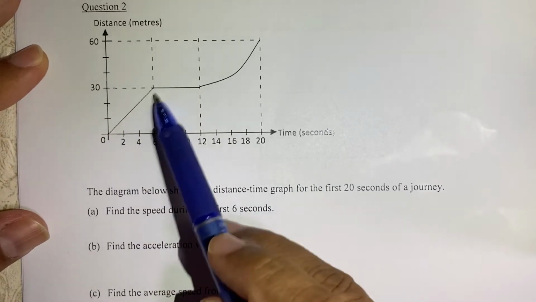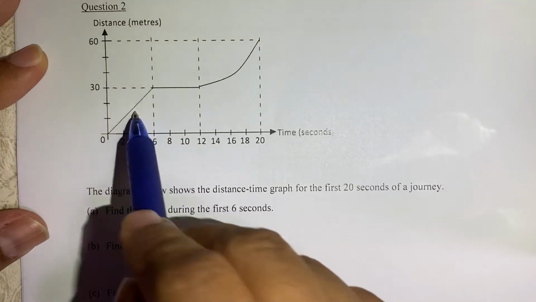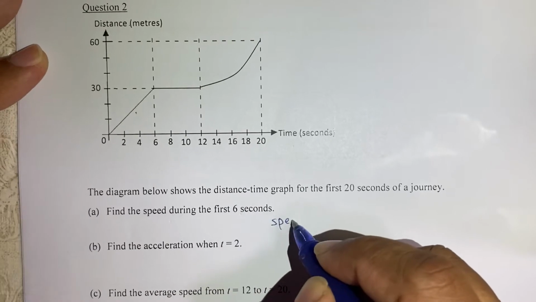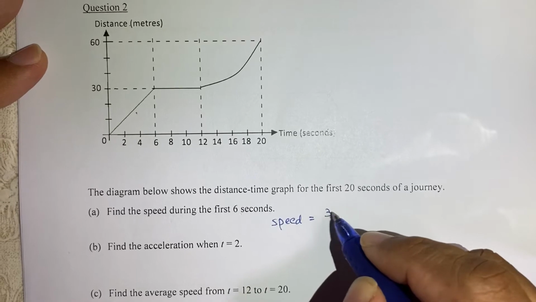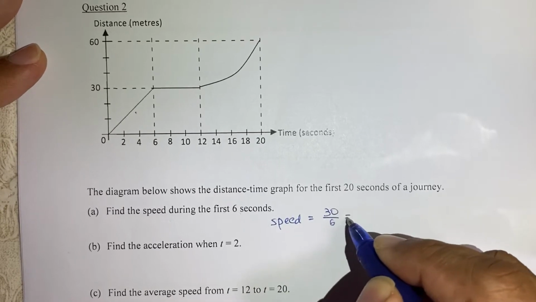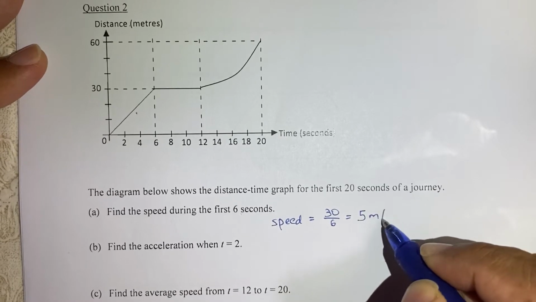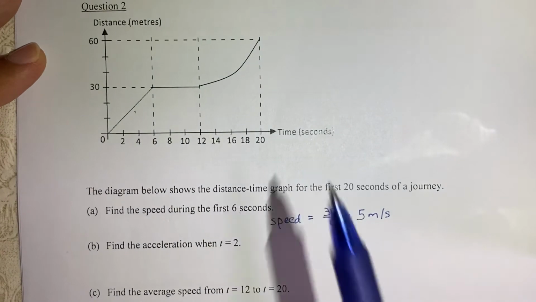Now for the first 6 seconds, it travels 30 meters. So the speed will be the gradient. So speed will be equal to the gradient, which is 30 divided by 6. So it travels 5 meters per second. How do you know the unit? This is in meters. This is in seconds.